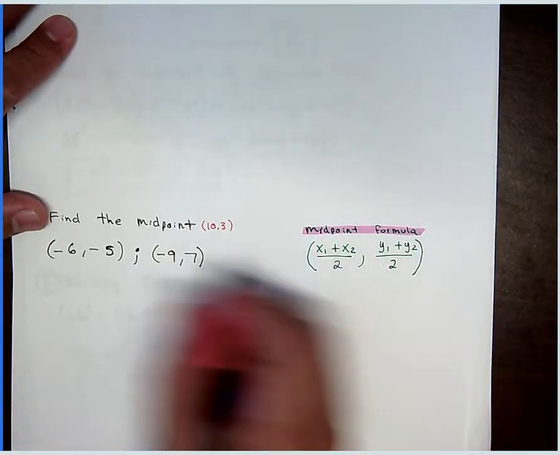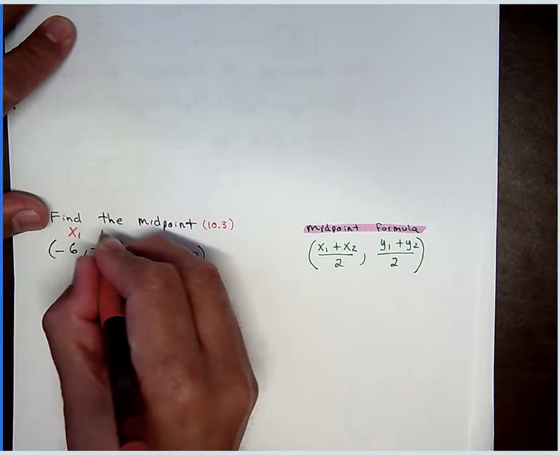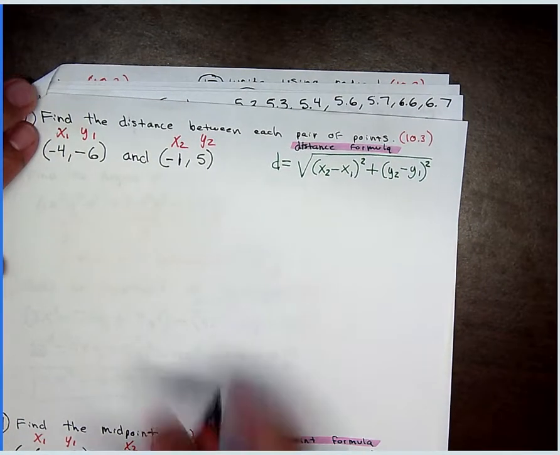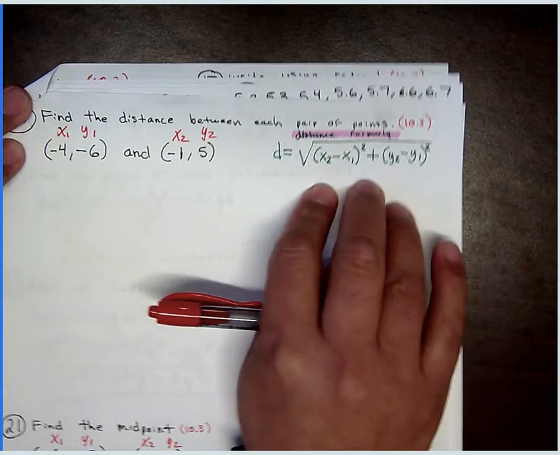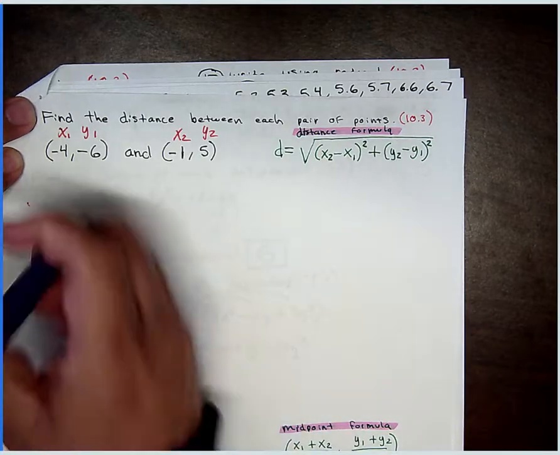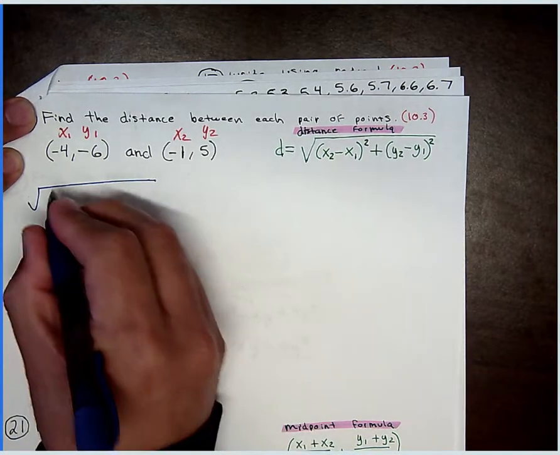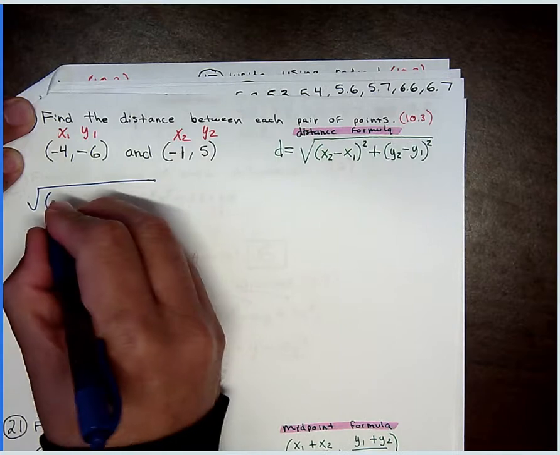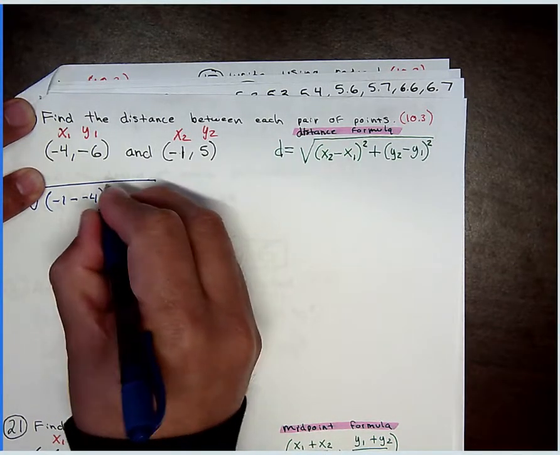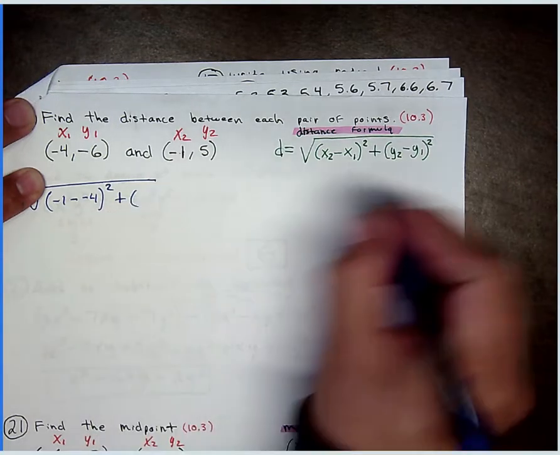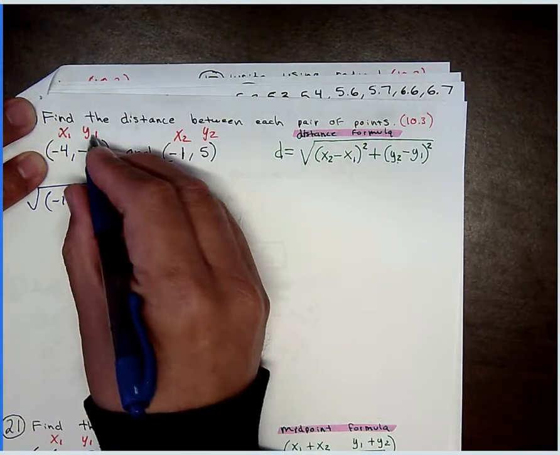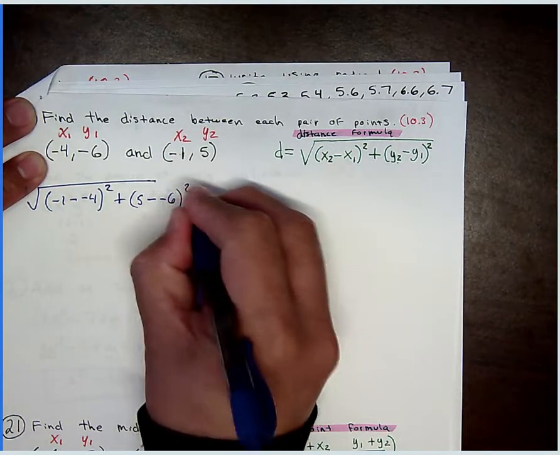So midpoint is the same thing. I'm gonna label it. So now we label. Now all we have to do is substitute. Hopefully it gives us an easy one to do. So x2 is this one, -1, minus x1 is -4, square, plus y2 is 5 minus y1, which is -6, square.